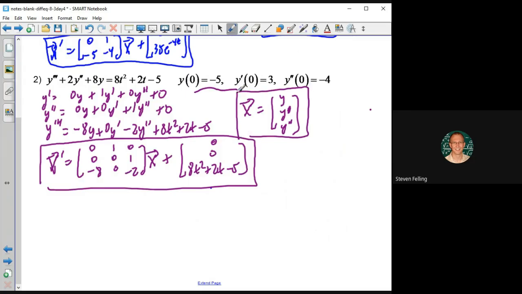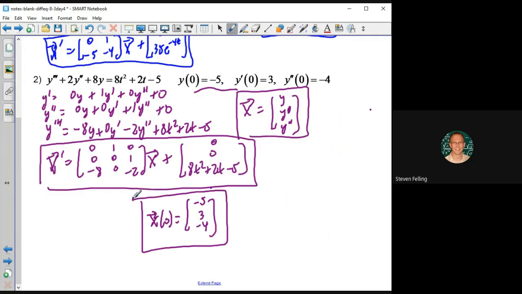And then to handle this initial condition, we can just write that as X0 is equal to the y value, the derivative value, and the second derivative value. So this would be the corresponding initial condition written as a matrix. And that's all we'd be looking for on the test, something like that. All right, that should be enough to give some of the homework a try.